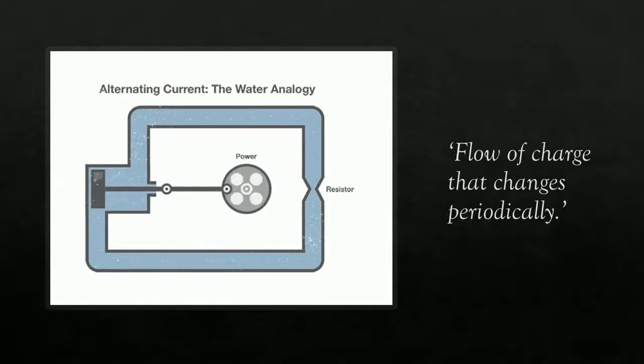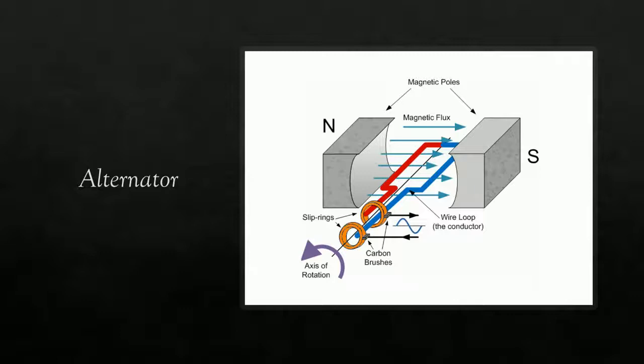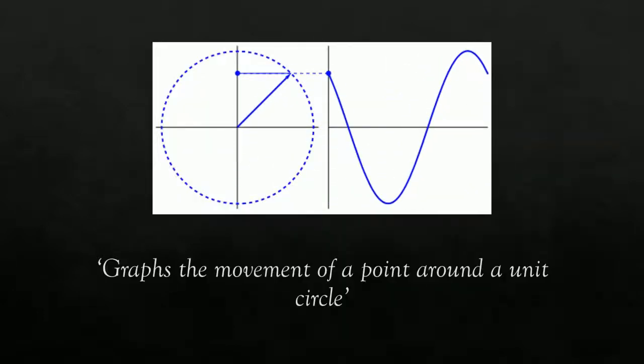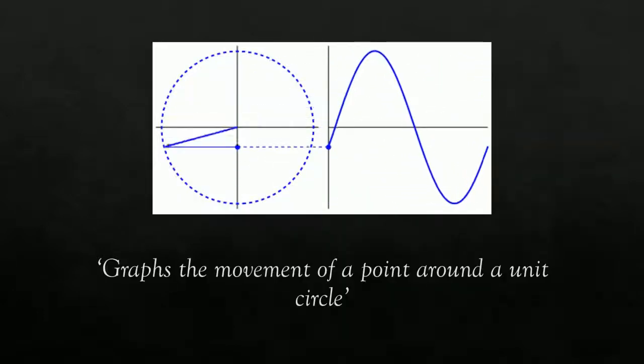AC is typically used to deliver power to large-scale buildings such as houses, office buildings, and manufacturing plants. AC is generally generated using an alternator. The way it does this is that a loop of wire is rotated inside of a magnetic field, and thanks to Lenz's law, which states that when electrons interact with a magnetic field, they experience a force and therefore produce an electric field. The effect of an alternator can be shown as a point rotating around a circle.